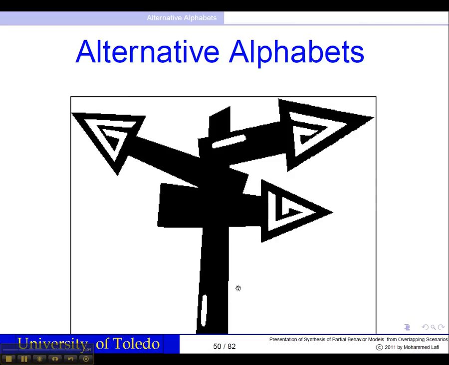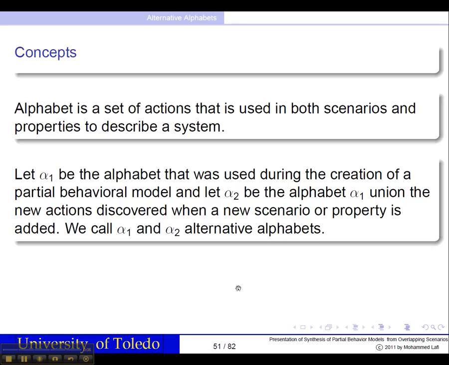Alternative alphabets. First of all, we will introduce some concepts that we will use next to explain the problem and the solution for alternative alphabet. First of all, we will talk about alphabet. Alphabet is the set of actions that is used by both scenarios and properties. Also, we will talk about alternative alphabet.